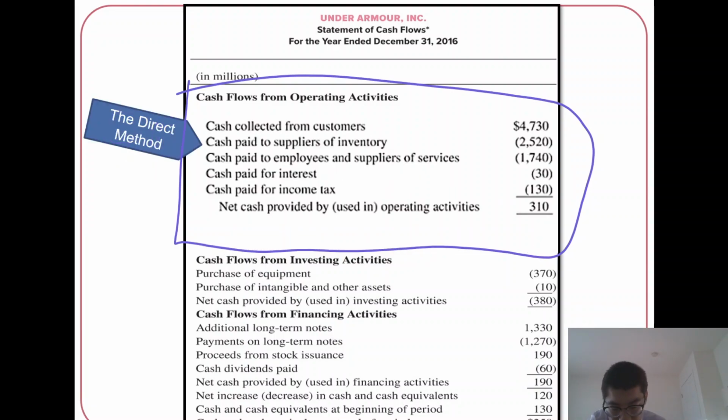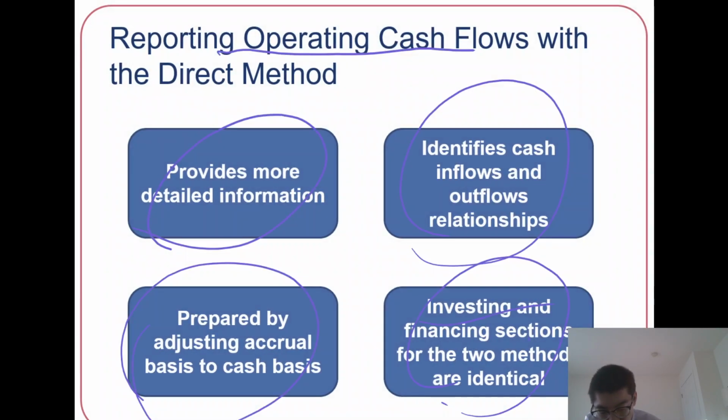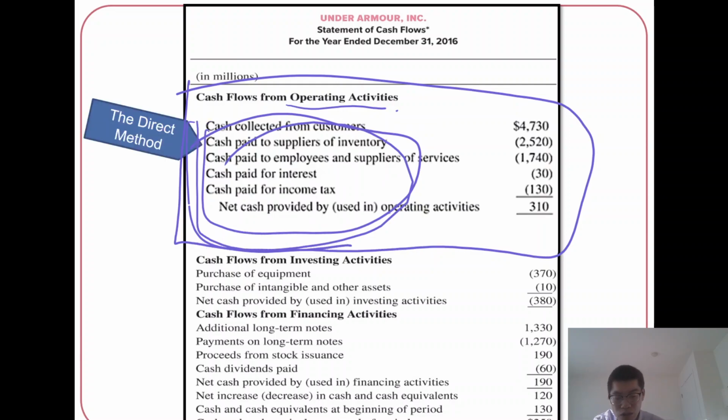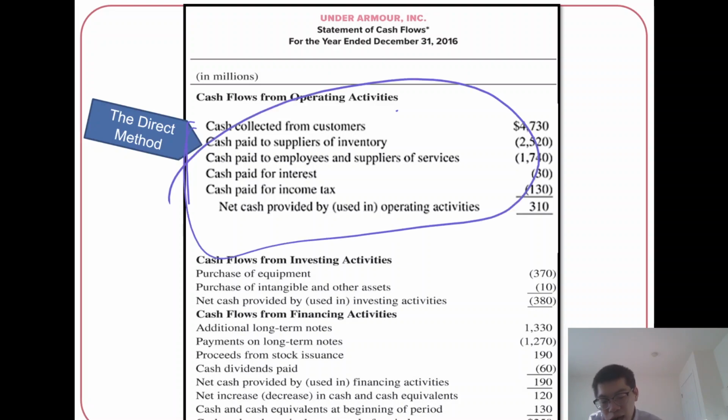In the direct method: cash collected from customers, cash paid to suppliers, and so on. With the direct method, we deal with all cash activities from operating activities. With the indirect method, we only deal with indirect non-cash activities, which is the opposite. And why are we not using the direct method? Because it doesn't tell too much information. It doesn't really tell the detailed information about the company's performance that has to be known by or disclosed to investors in the market.